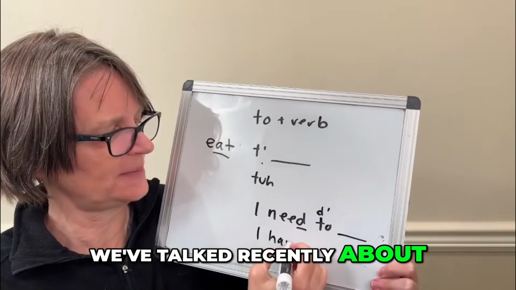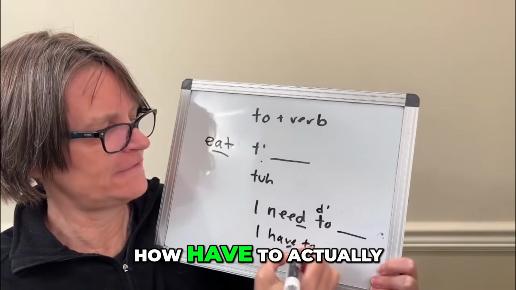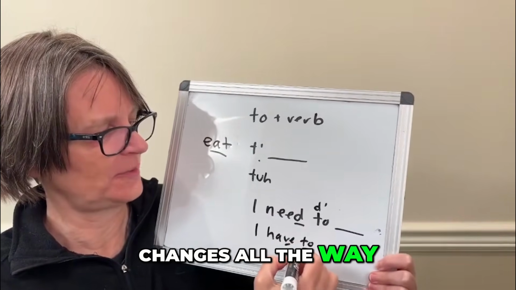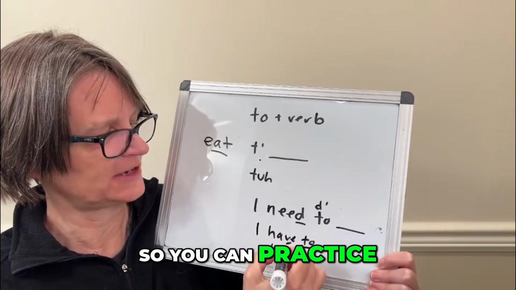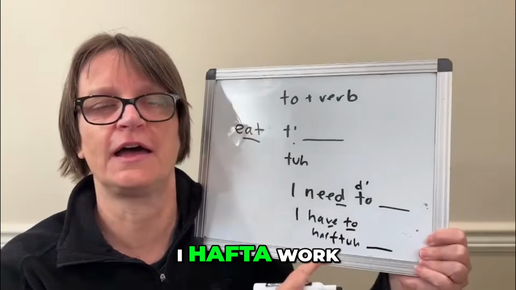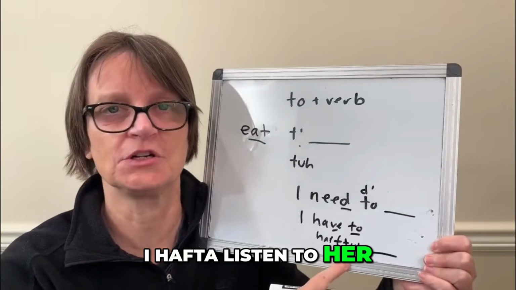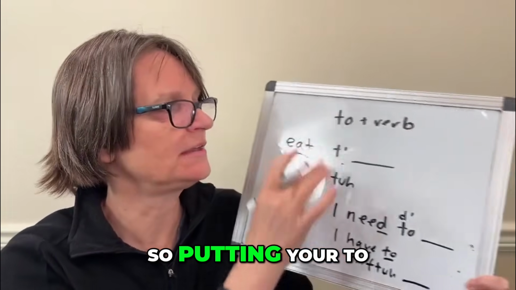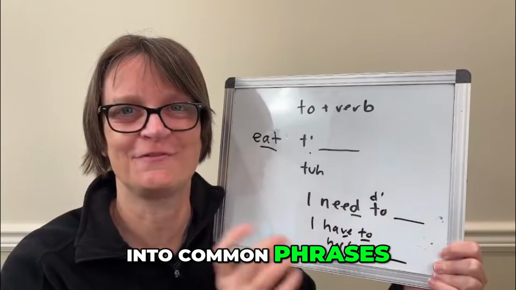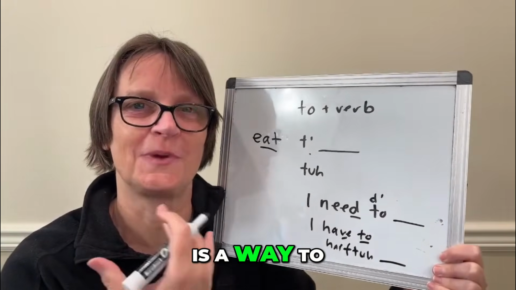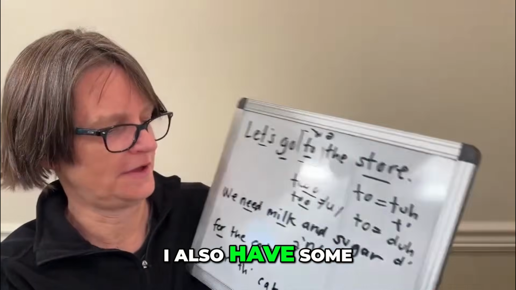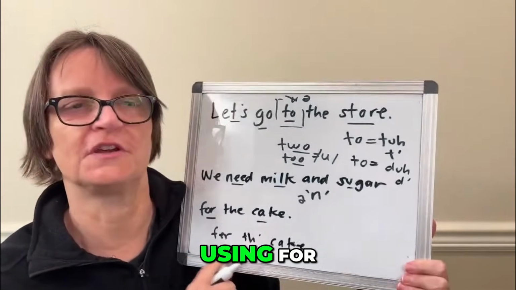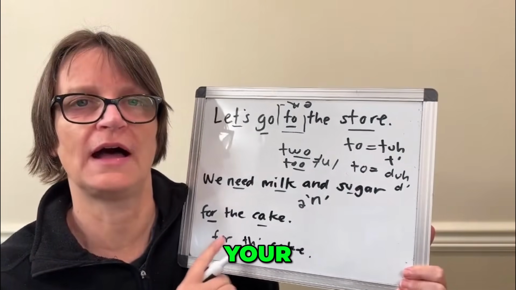We've talked recently about how "have to" actually changes all the way to "hafta." So "I have to," so you can practice with that one. I have to talk, I have to work, I have to listen to her, etc. So putting your "to" into common phrases, adding your own words is a way to get this reduction to be more natural for you.